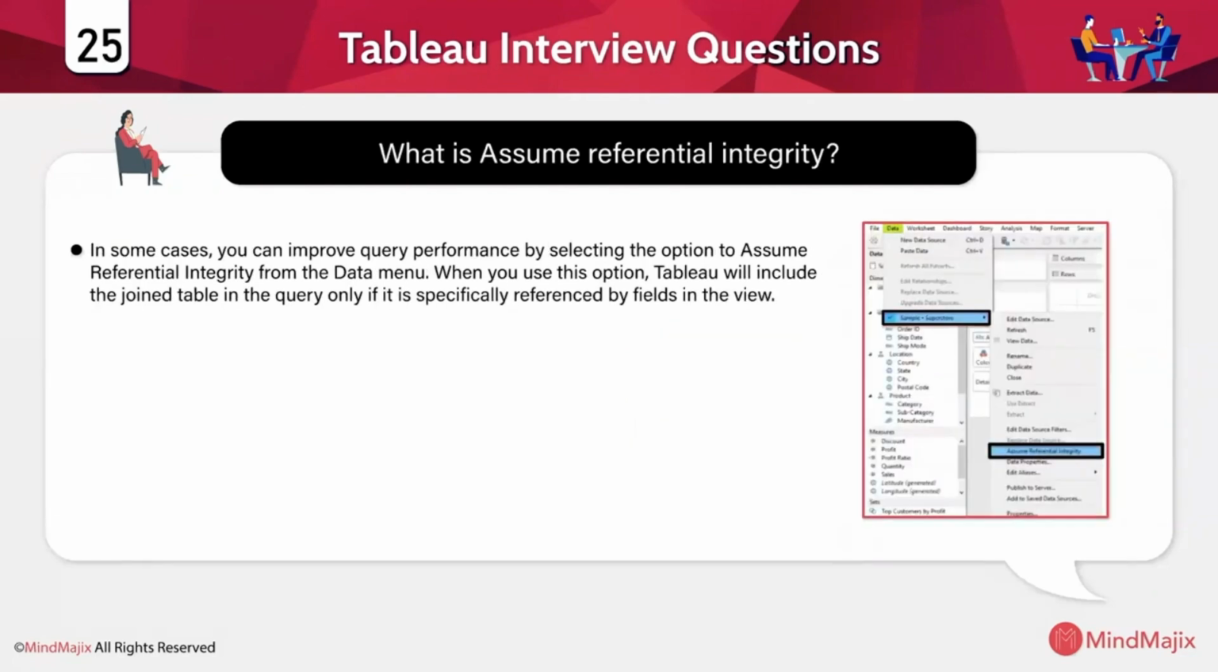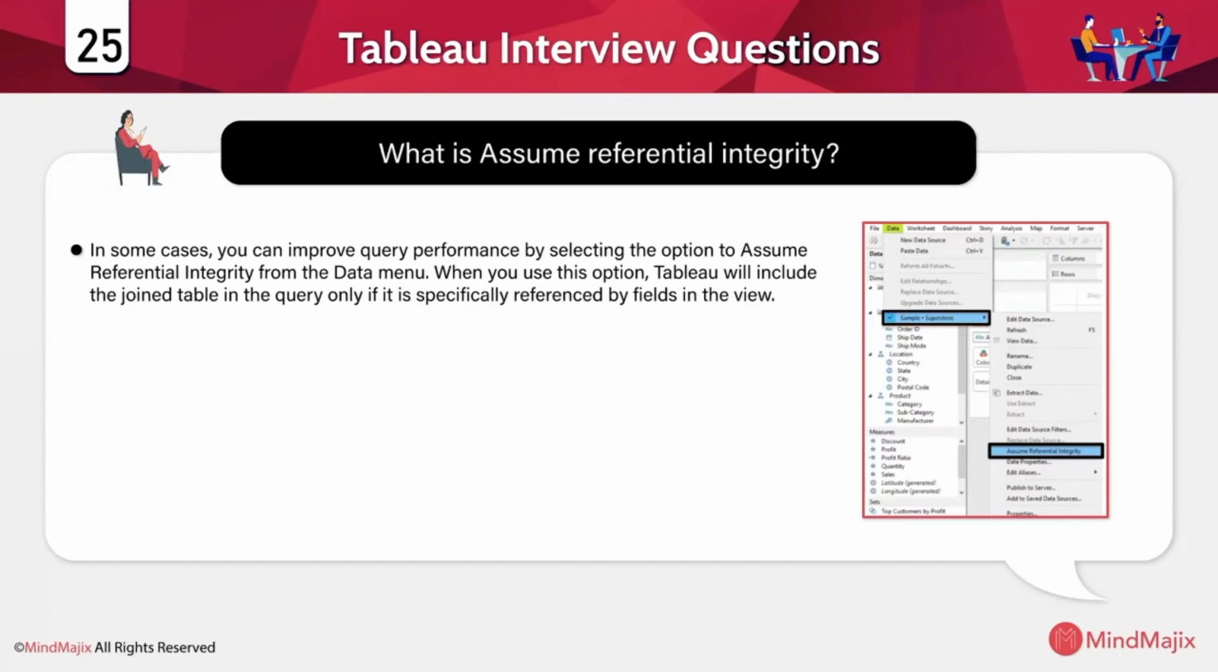Question number 25, what is assumed referential integrity? Again, this question is very advanced, and sometimes they can ask it, but 90% of the time they are not asking this question. But for better understanding, we can clear the idea about what assumed referential integrity is. In some cases you can improve query performance by selecting the option to assume referential integrity from the Data menu, and when you use this option, Tableau will include the joined table in the query only if it is specifically referenced by a field in the view.